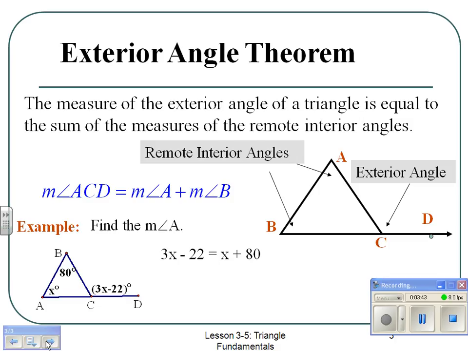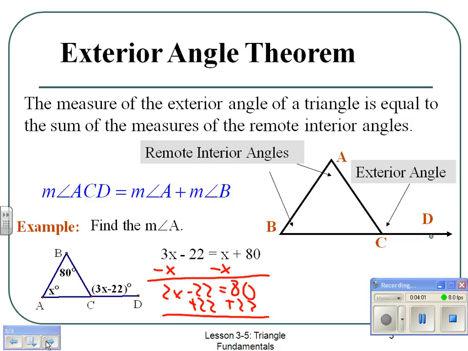Okay, so let's check your answer for the measure of angle A. So first we would need to take x away from both sides. That'll be 2x minus 22 equals 80. Now we know that the opposite of subtraction is adding, so if I add 22, that's going to give me 2x equals 102. And then, of course, the opposite of multiplying is dividing. So when I divide by 2, I get x equals 51 degrees for the measure of angle A, because angle A was just to find x.